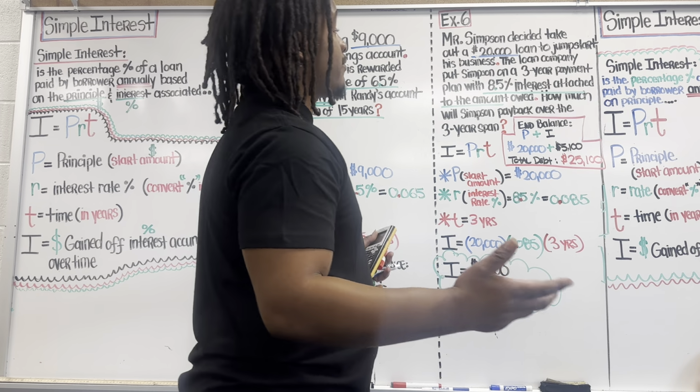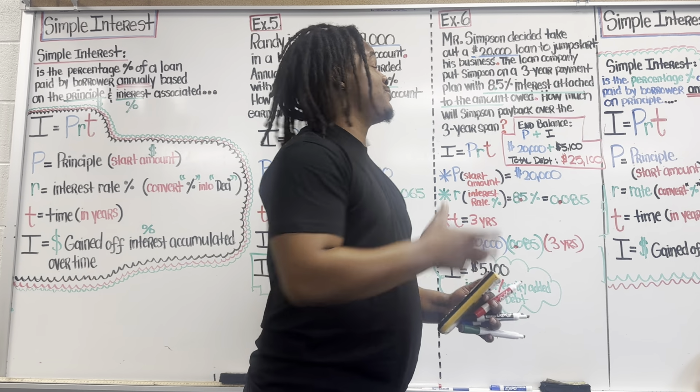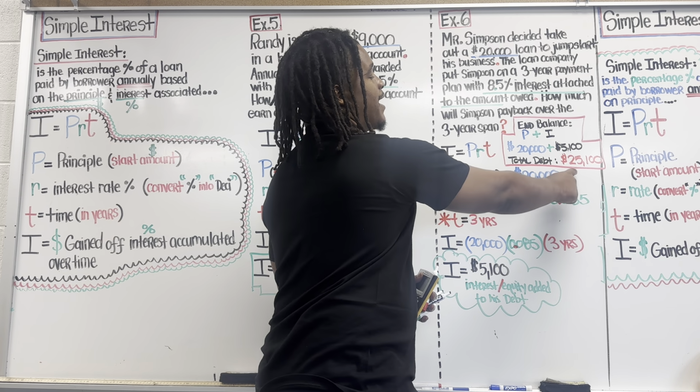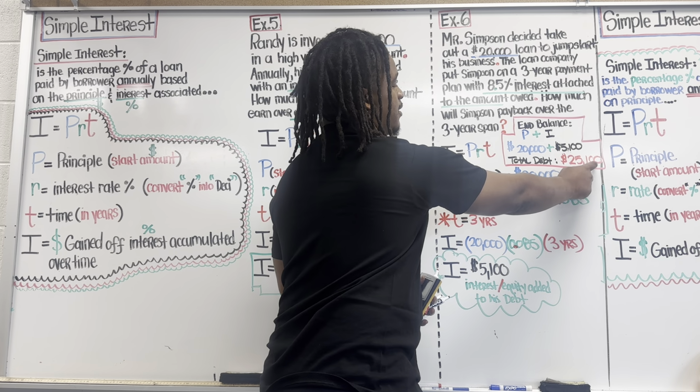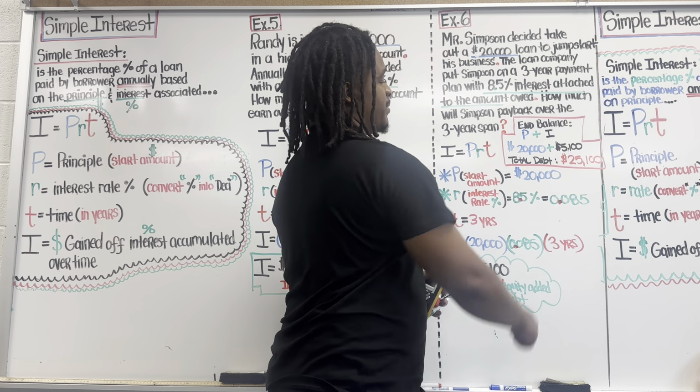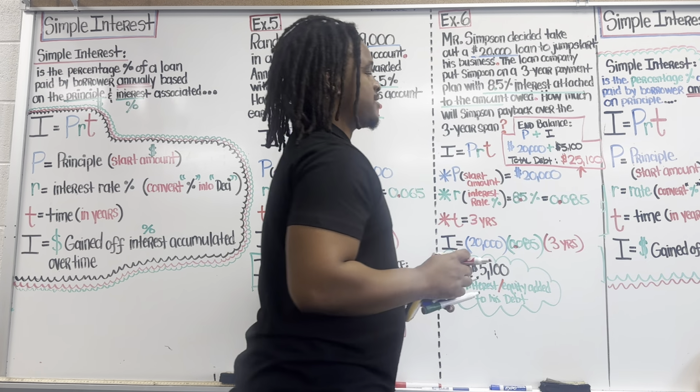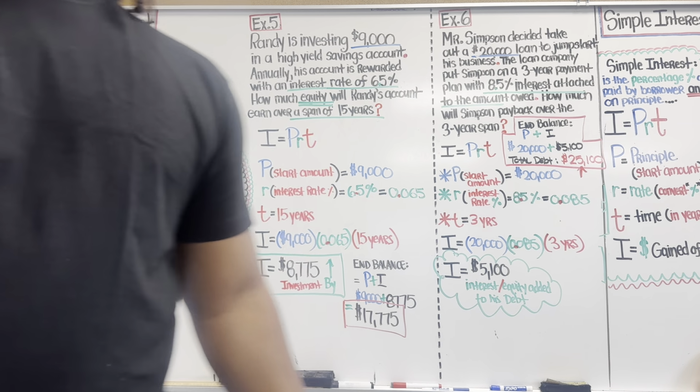So over a span of 3 years, he's not just going to pay $20,000. Due to the interest rate, he's going to be required to pay an extra $5,100, which will make his total $25,100. That's his total debt that he will pay back in a span of 3 years.